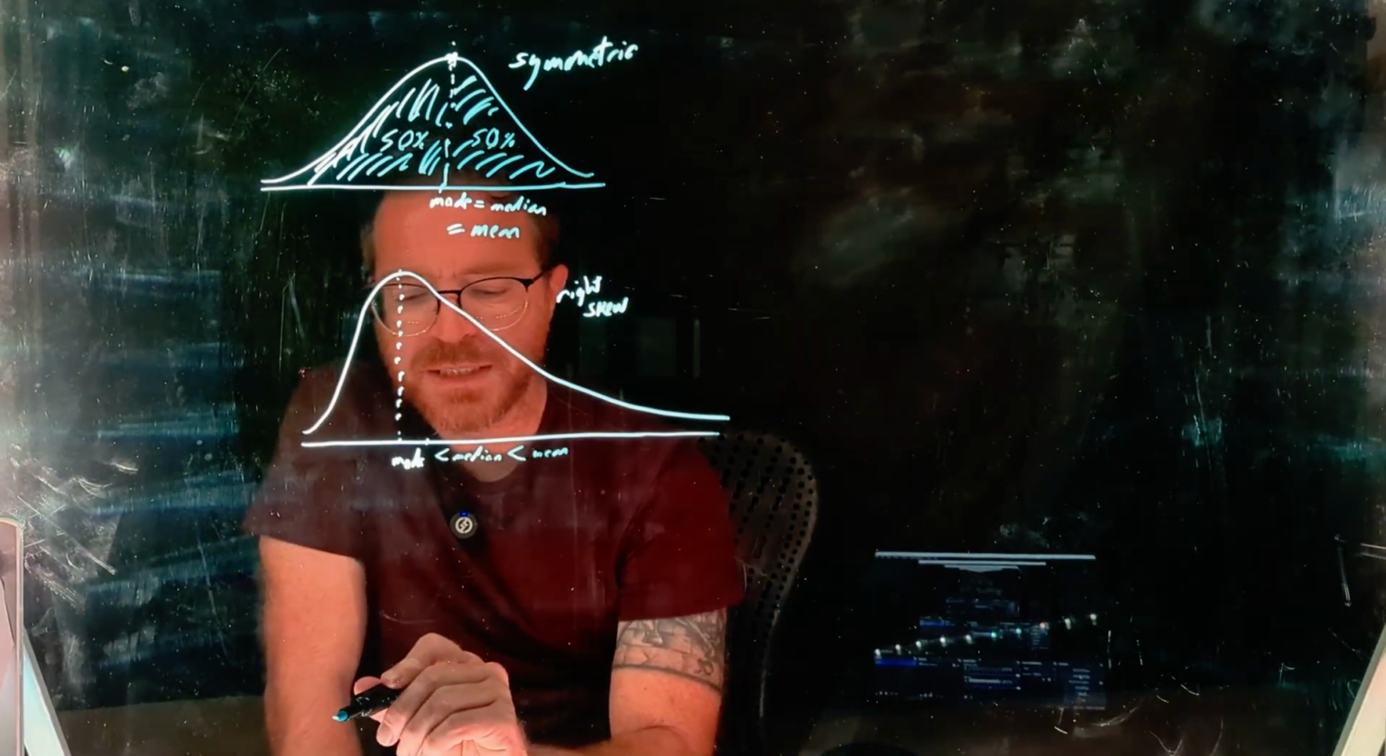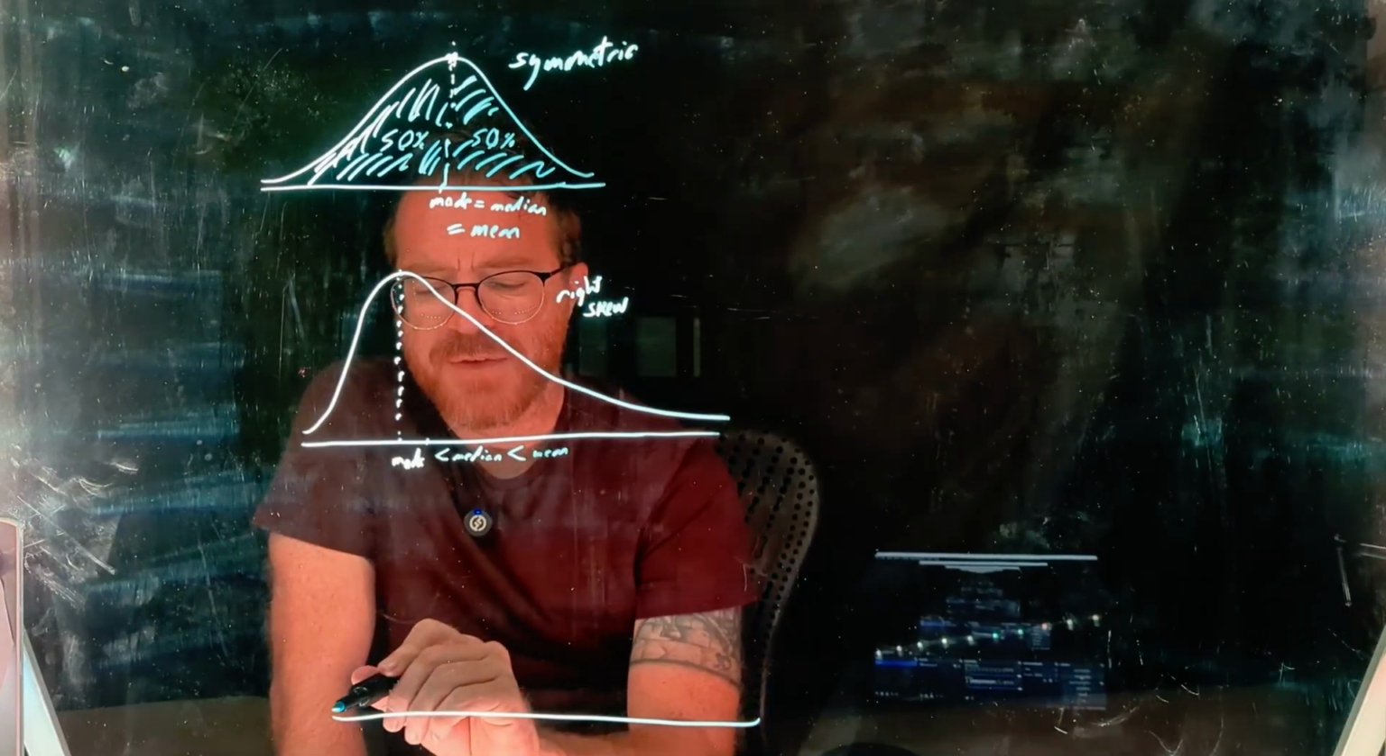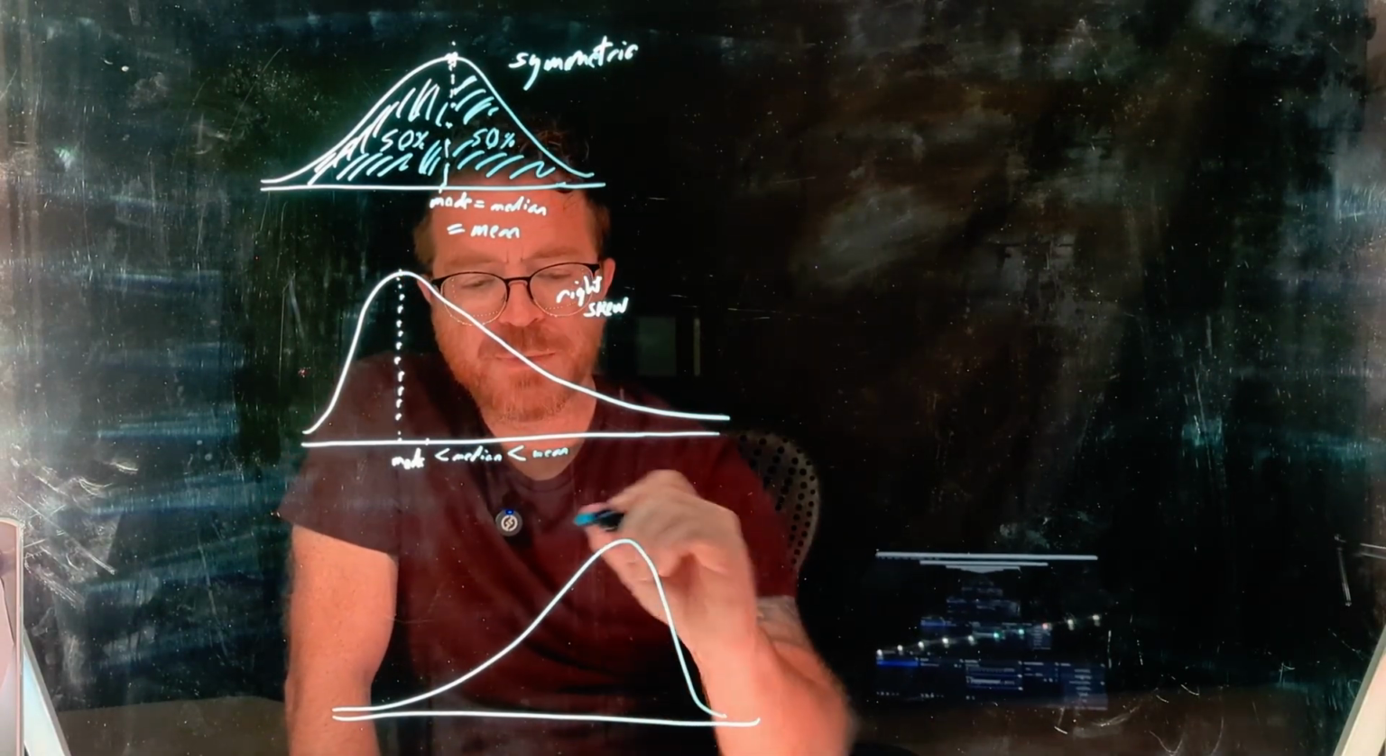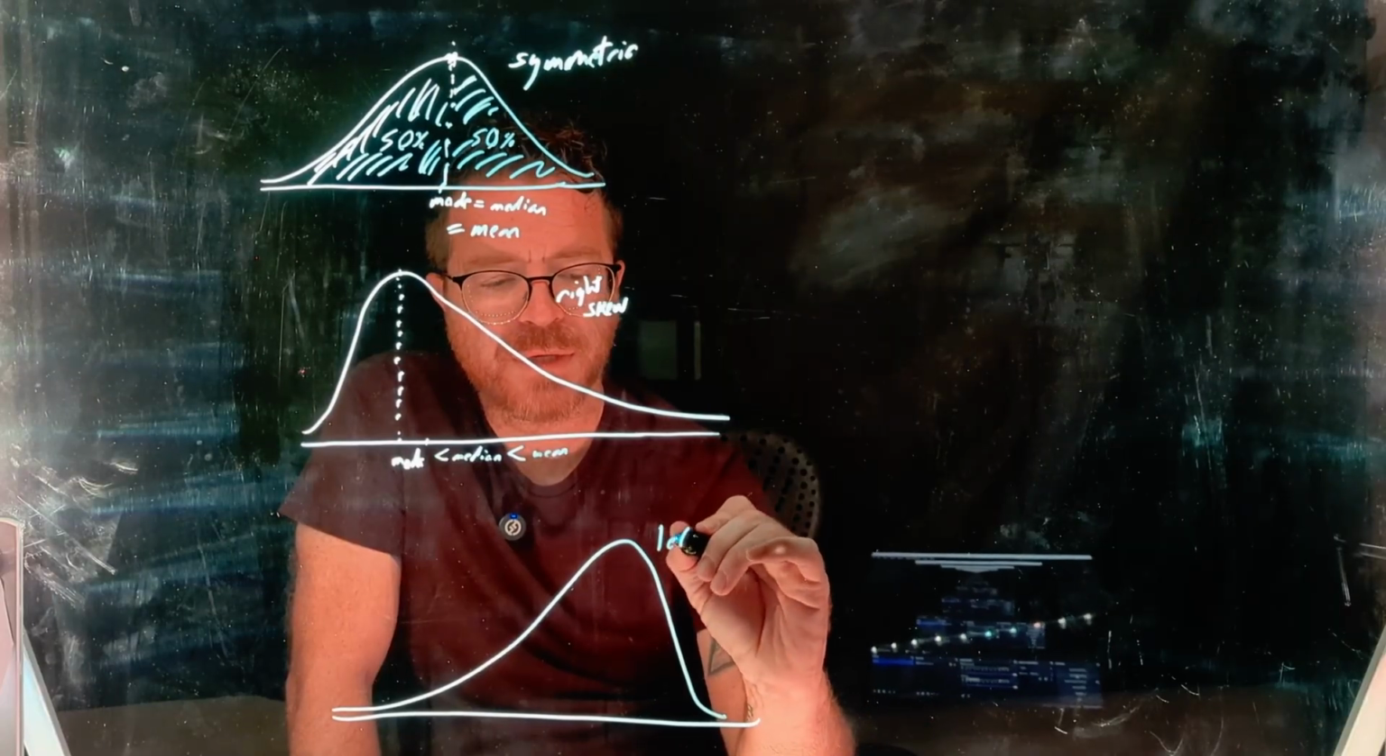If you have the opposite situation, where you have a long tail going to the left, this would be left skewed.